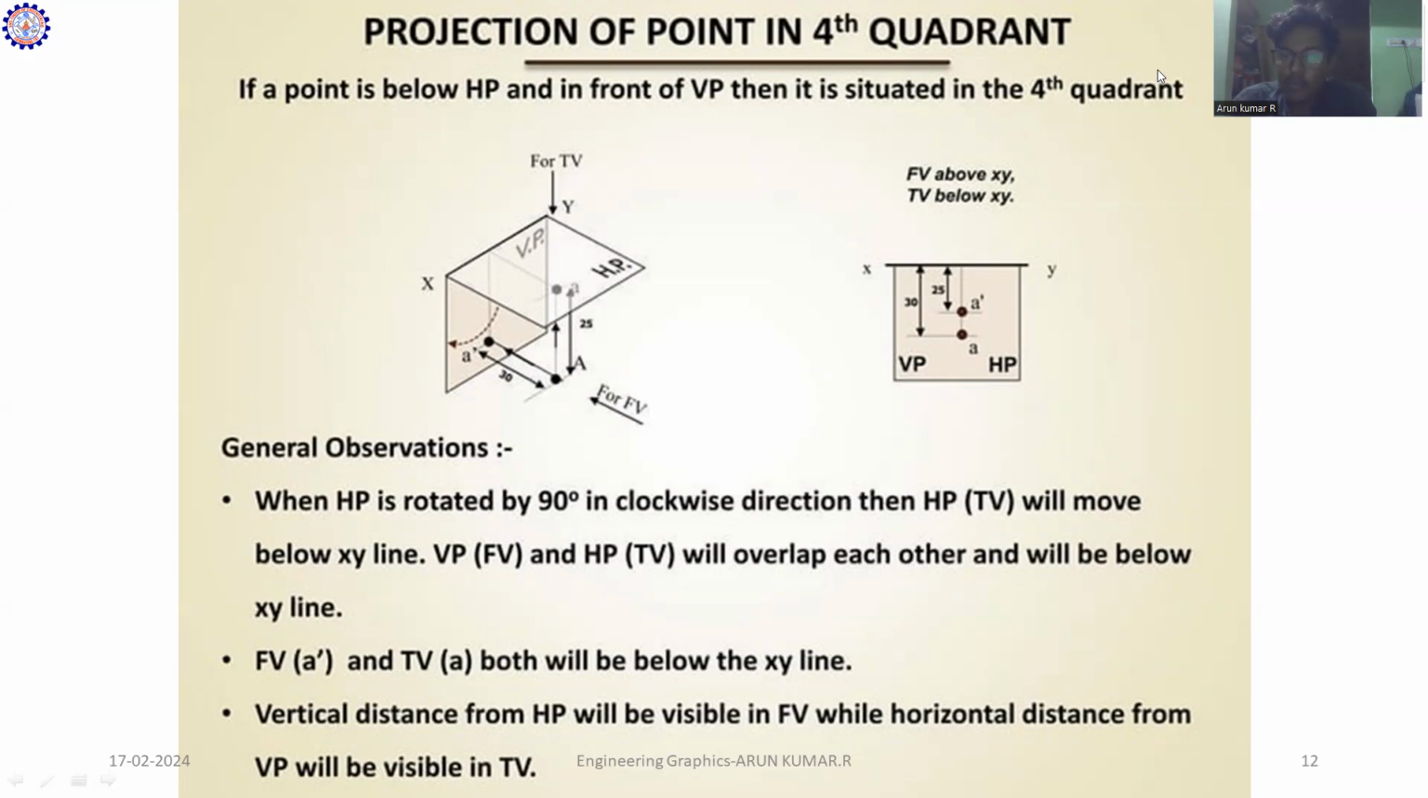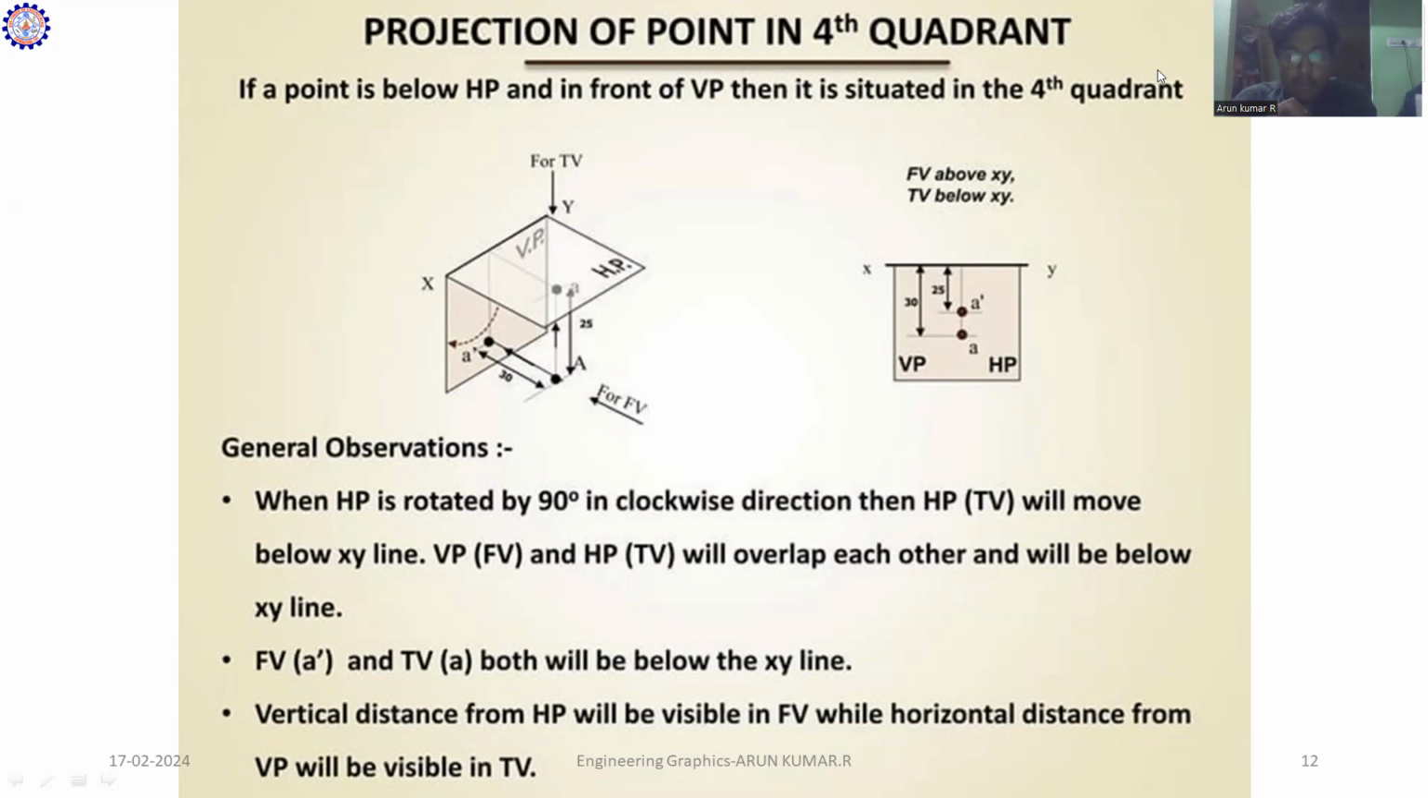From the observer, we are looking at the front view and top view of the given point located in the fourth quadrant. What do we have to observe in this case? The front view is placed in the vertical plane. The top view is placed in the horizontal plane. According to the condition, the HP is rotated 90 degrees in the clockwise direction. That is the main condition for the projection of points. When you rotate 90 degrees clockwise, the HP and the vertical plane overlap.